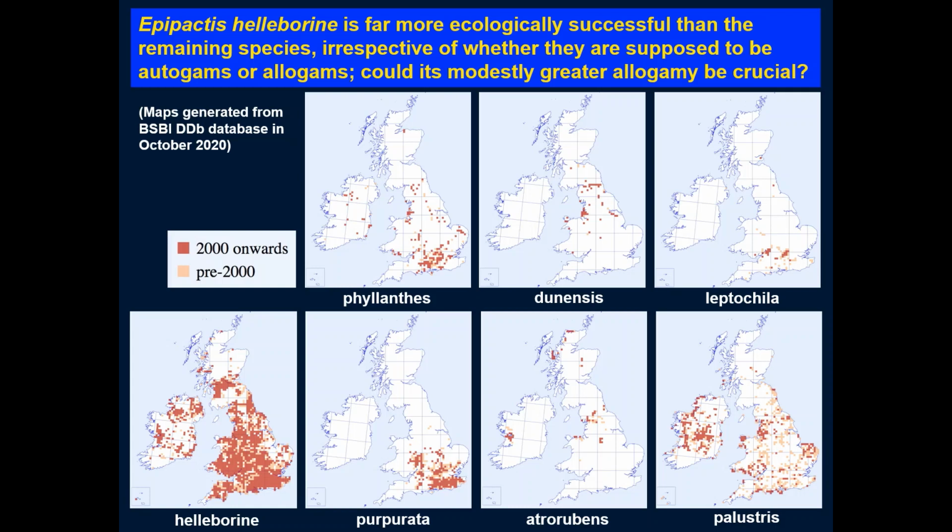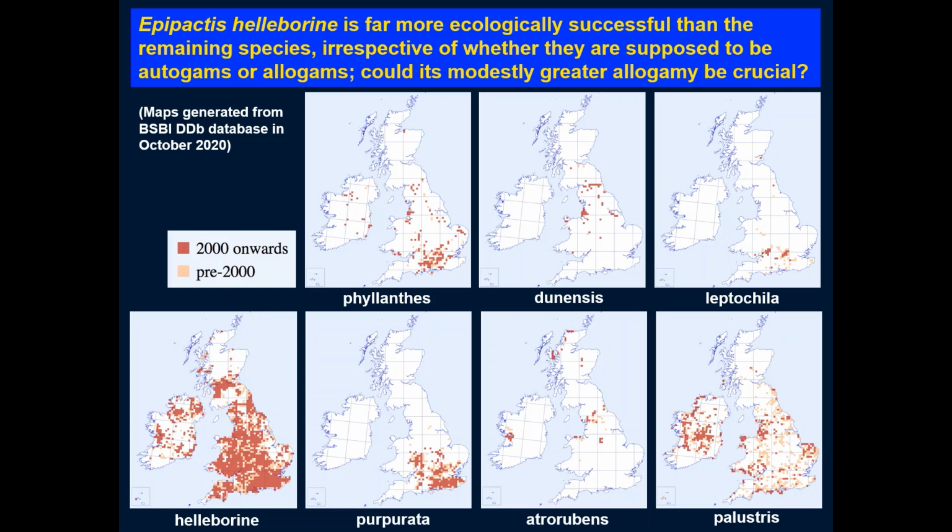And you'll see that you can actually arrange them as kind of pairs of taxa, neither one of which is more successful than the other. So in southern England, we have purpurata and phyllanthes with roughly equal numbers of grid squares occupied. For atrorubens and youngiana further north, roughly equal numbers of grid squares occupied, and even for palustris and leptochila.